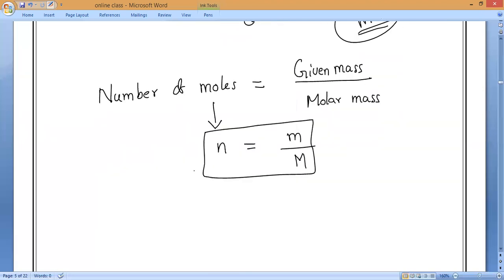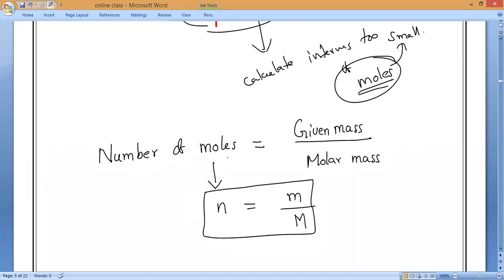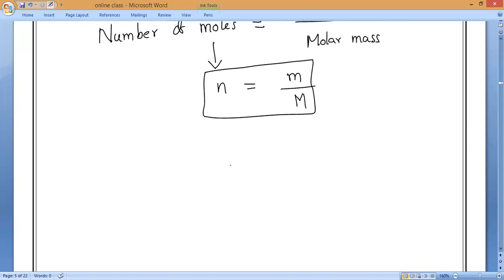Now let us solve one numerical related to that so that you get some idea. Instead of teaching both formulas together, let us go with our normal flow so that you understand. This is the first formula: number of moles equals given mass divided by molar mass. Shall we start the first question? Calculate the number of moles of 56 grams of methane.